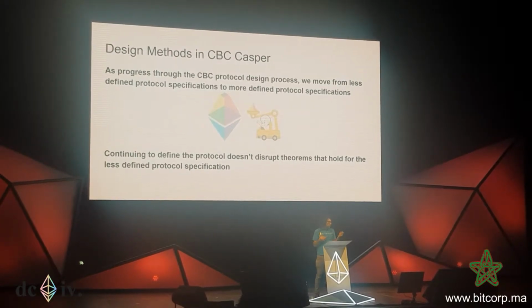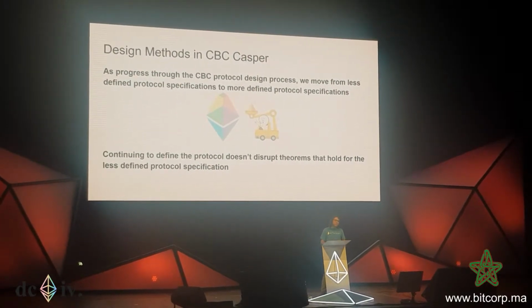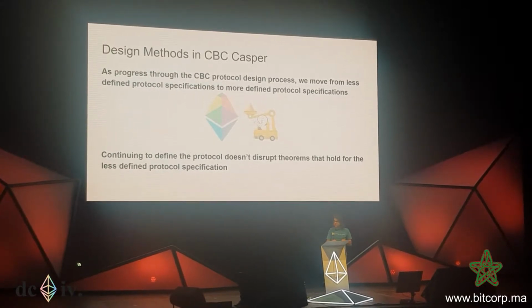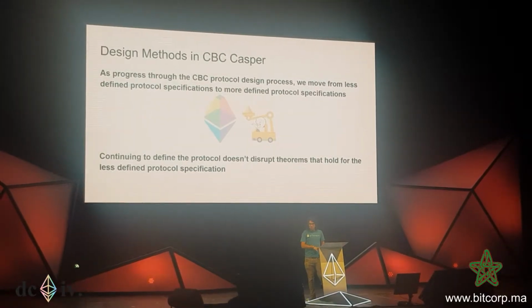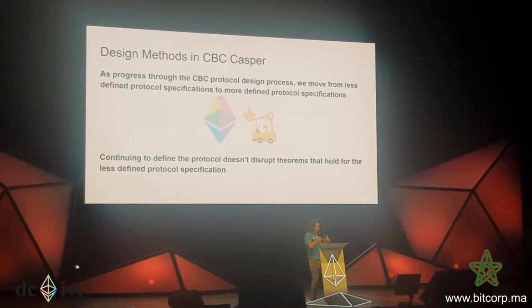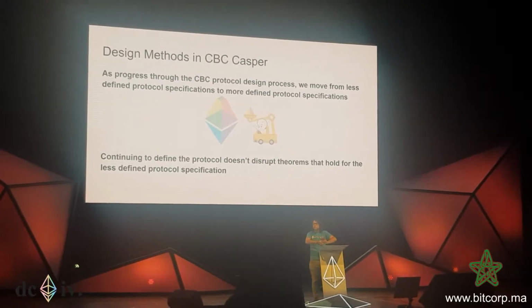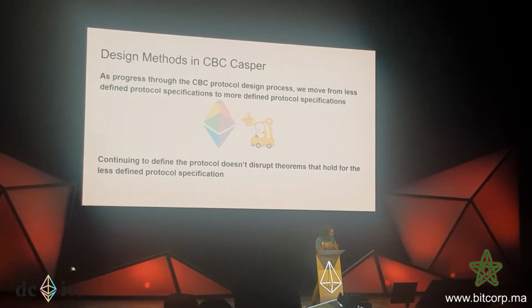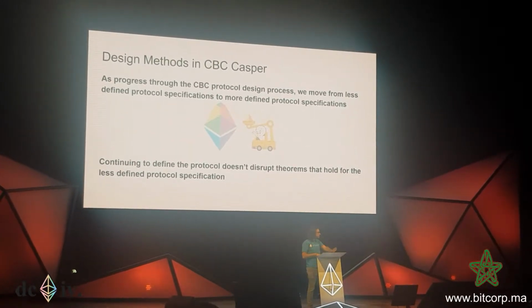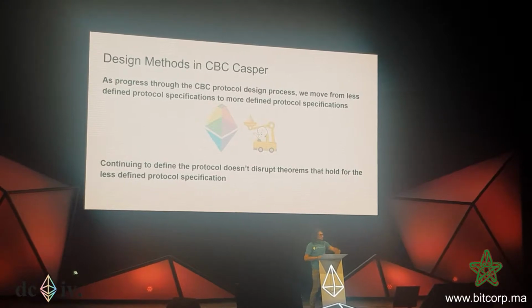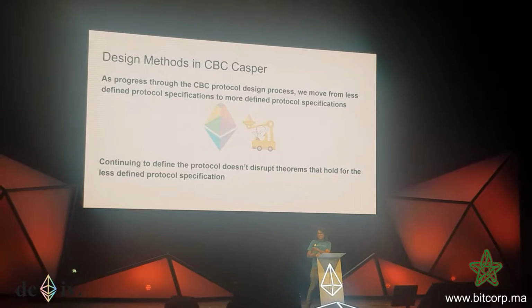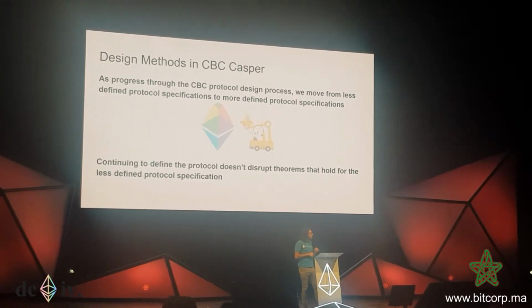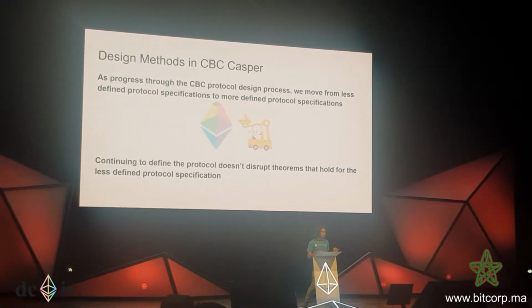And so what we do in the correct by construction process is we move from less defined protocol specifications to more defined protocol specifications. We say something about the protocol, then we prove things about the protocol, so that later when we continue to define the protocol, the things that we proved continue to hold, because all of the later definitions are just a refinement of the previous definition. So the theorems that we have for less defined versions of the protocol spec are going to hold for more defined versions of the spec.